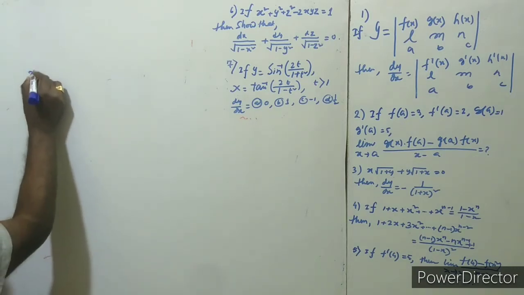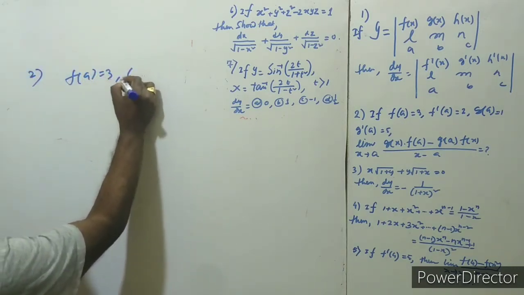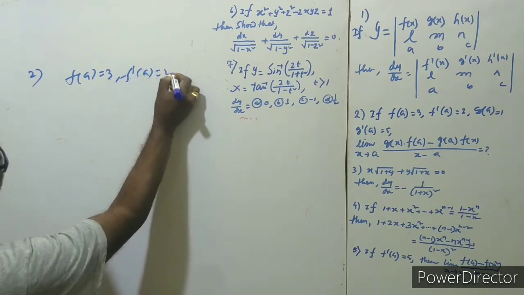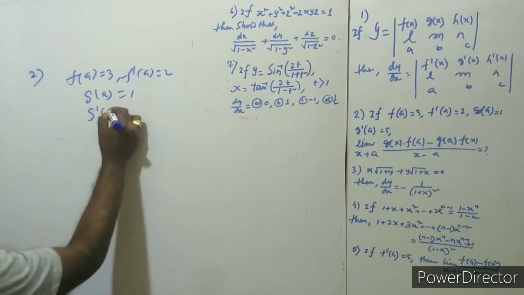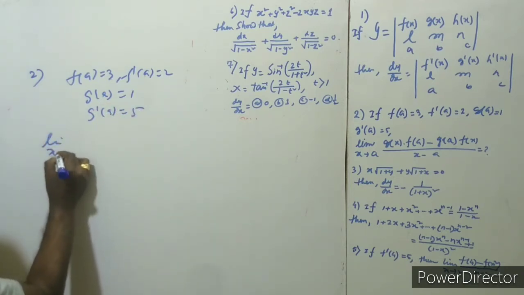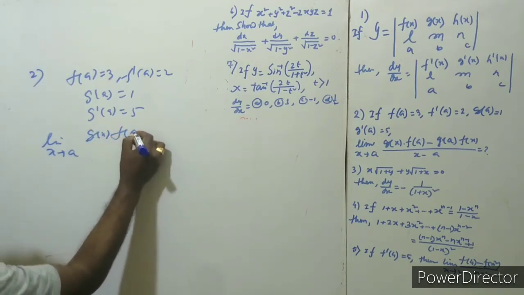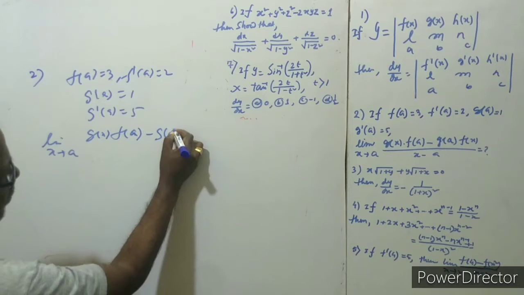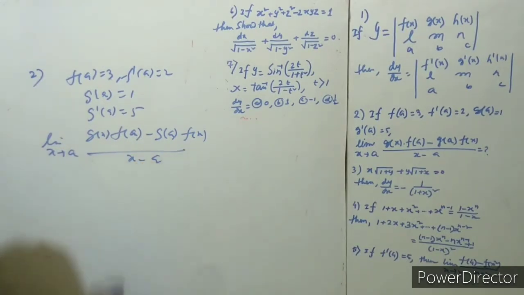Say, this is the limit, given that f of a is equal to 3, f dash a is equal to 2, g of a is equal to 1, and g dash a is equal to 5. And it is given the limit as x tends to a of (g of x f of a minus g of a f of x) by x minus a. Okay? The easiest method is we have to use the L'Hospital rule, students.